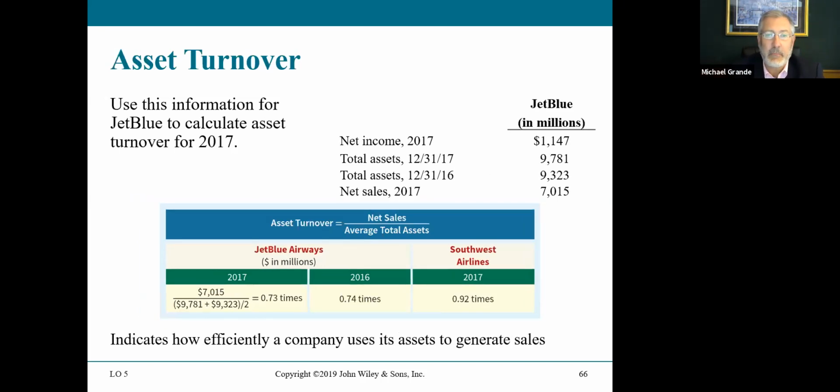Asset turnover. Again, familiar calculation, right? We talked about accounts receivable turnover, we talked about inventory turnover, now we're talking about asset turnover. Net sales divided by average total assets. And what they're saying here for JetBlue, it turns over 0.73 times, in 2016, 0.74 times. And again, Southwest is still doing better.